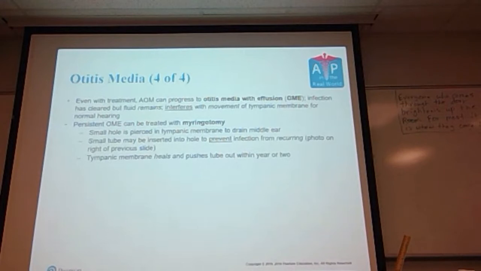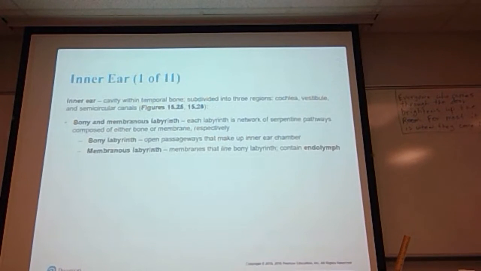myringotomy, which is a small hole that is pierced in the membrane to drain the middle ear. A small tube can be inserted into the hole to prevent the infection from recurring, and the tympanic membrane heals and pushes the tube out within a year or two. Some children will have to have these replaced several times during childhood, depending on the particular child.